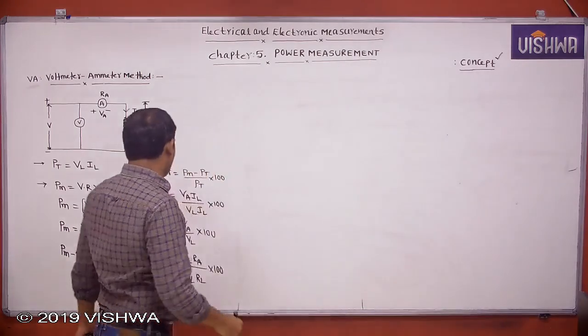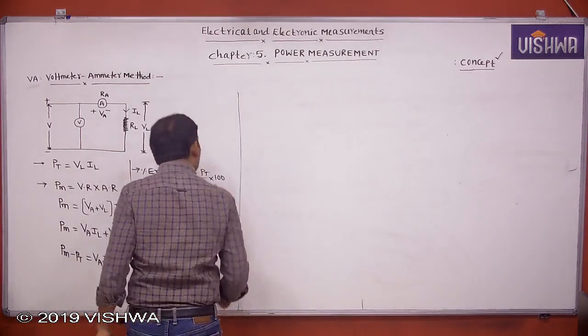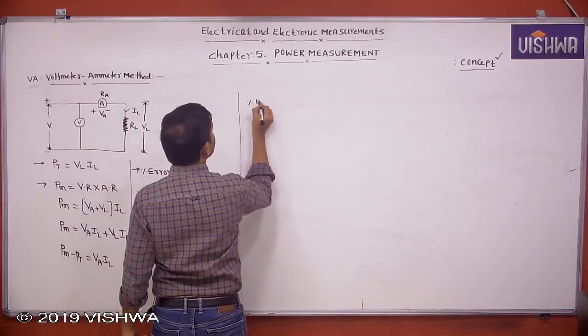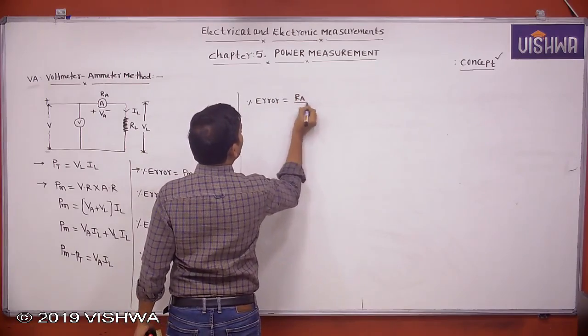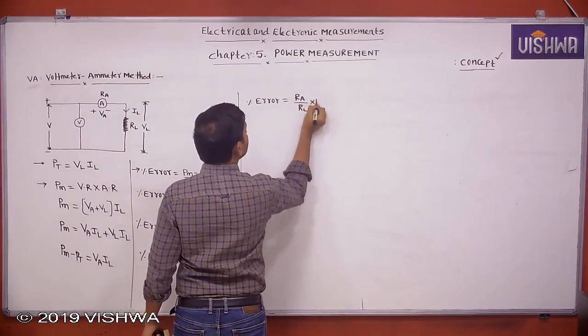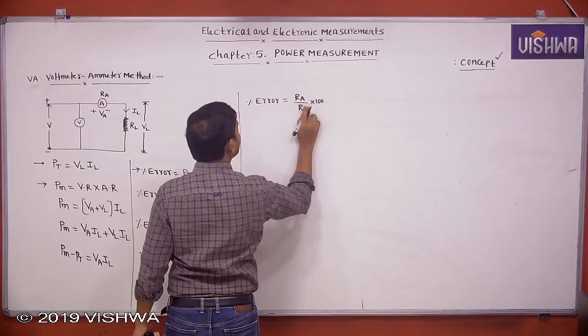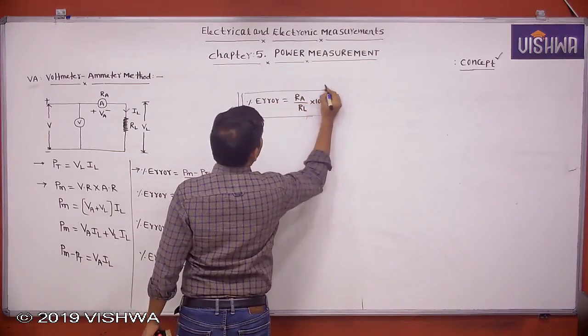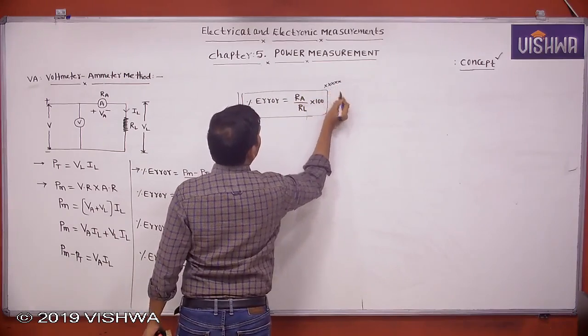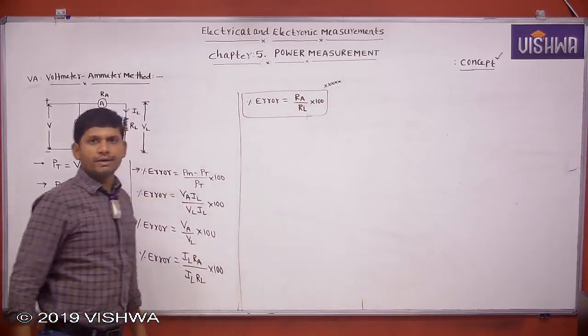Then what is the percentage error? Therefore, percentage error equals RA by RL into 100. Okay, this formula you remember. RA by RL into 100.